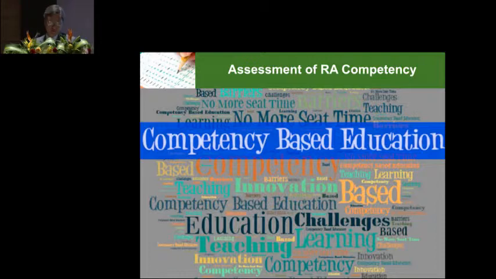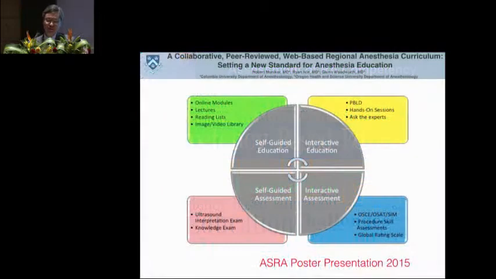Next is, in North America, we are switching to competency-based education, not time-based. Not every resident has to finish the residency in 4 years. It's competency-based because we have to assess their competency level. So this is what I took from the group in Ohio, and they talk about interactive assessment. I think it's important in order to really check our competency level.